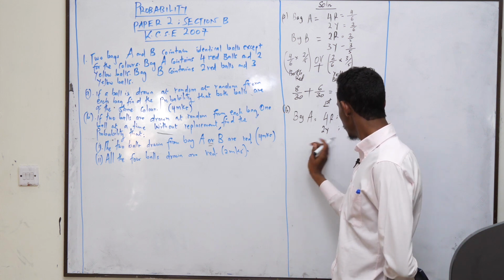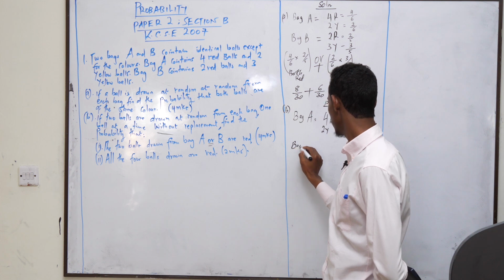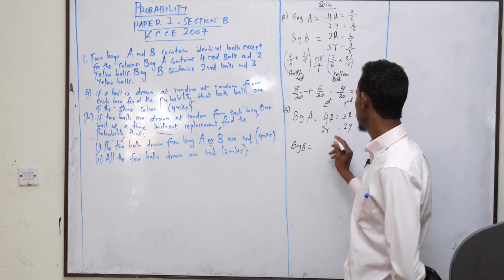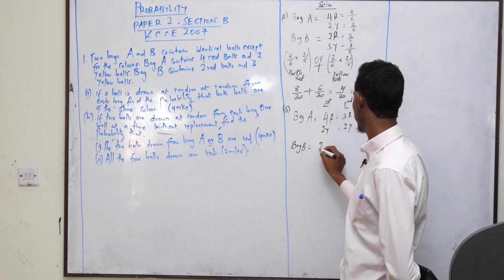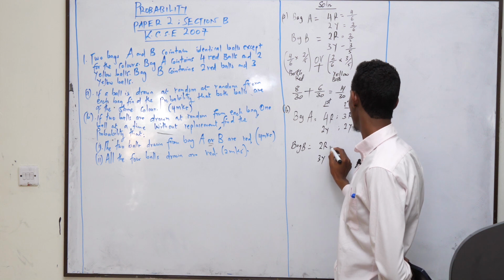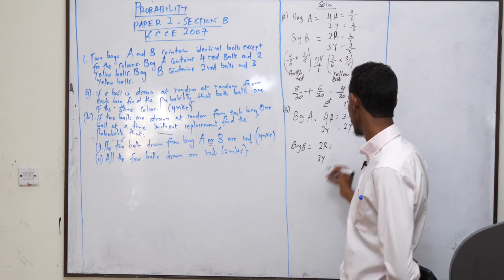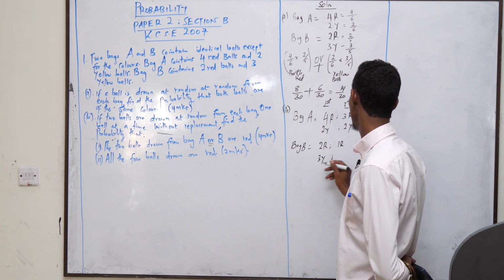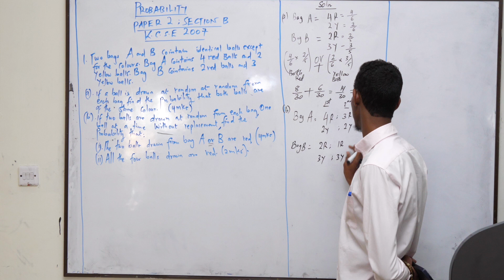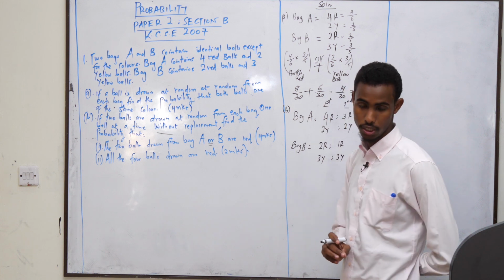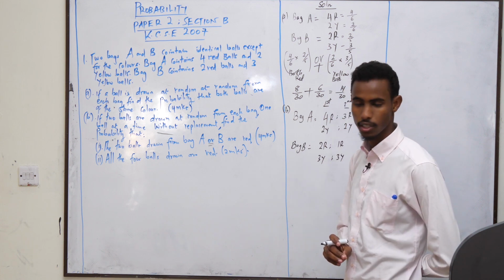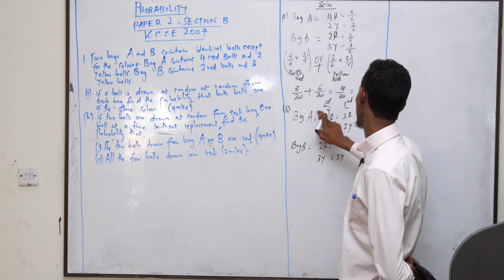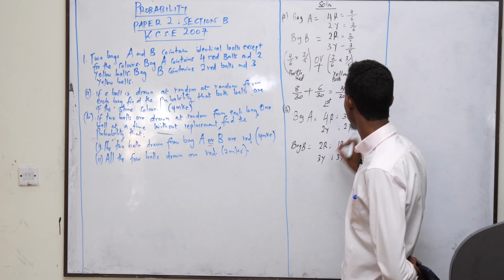Again, bag B. Now for bag B, it was 2 red and 3 yellow. Suppose you picked a red ball at first, now give 1 red. Then you're going to remain with 2. This one will become 3Y because this is the only one that changed. Right. Again, this is the first instance where you removed a red ball.